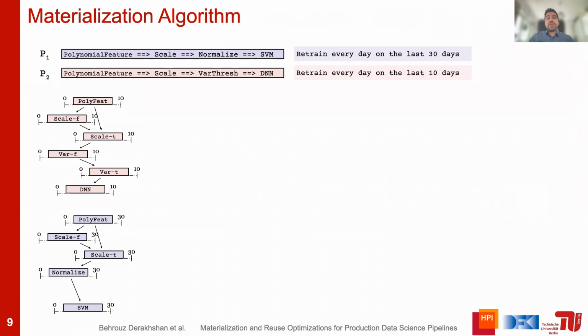Let's take a look at a concrete example. Suppose we have P1 and P2 and their interval DAG representations. In our materialization algorithm, we start with the interval DAG with the smallest interval. In this case, that is P2. The goal is to combine the interval DAGs into what we call the materialization DAG. We start by adding the vertices one by one to the materialization DAG. Since the materialization DAG is empty for P2, we add all of its vertices to the materialization DAG.